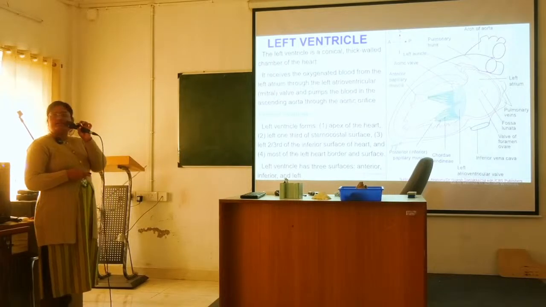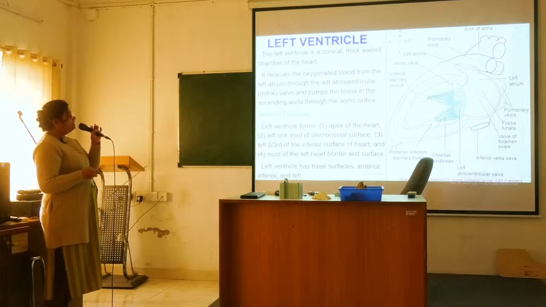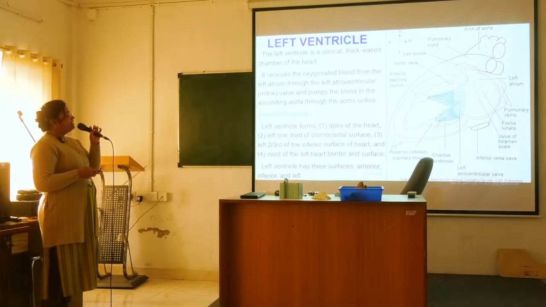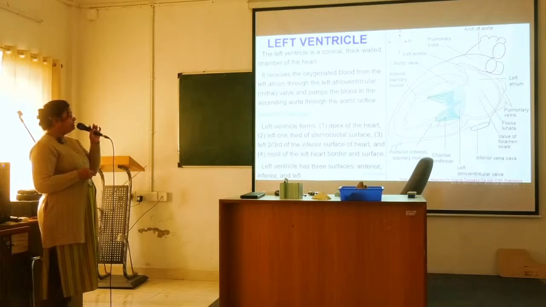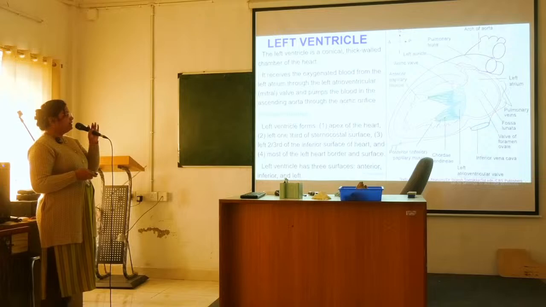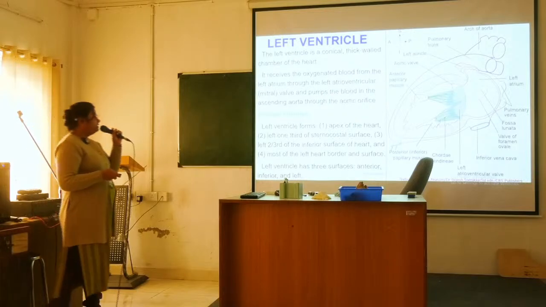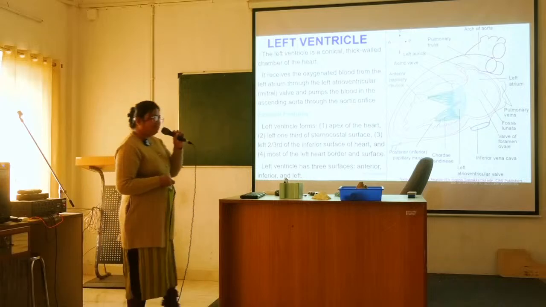This is sometimes asked in your viva. The left ventricle forms the apex of the heart, the left 1/3 of the sternocostal surface, the left 2/3 of the inferior surface, and most of the left heart border and surface. The left ventricle has 3 surfaces: anterior, inferior and left.